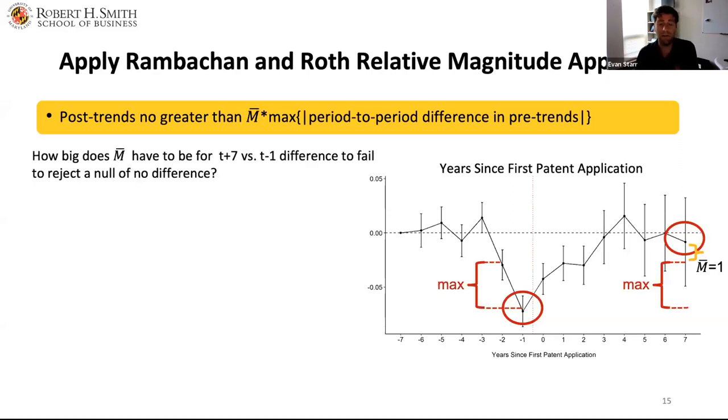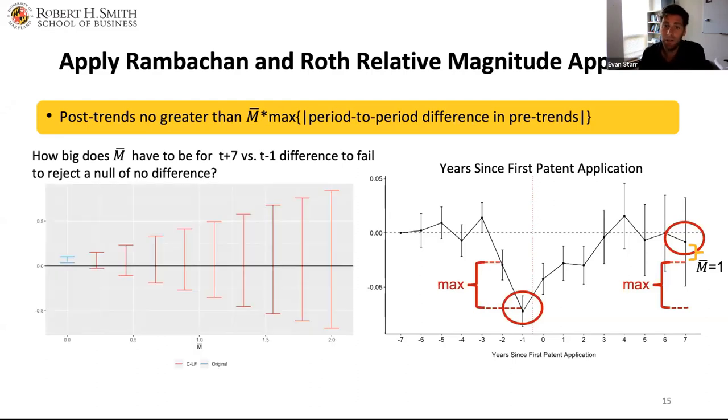Okay, so what Rambachan and Roth do is they say, look, how big does M bar have to be to make you fail to reject a null of no difference? So here is that graph. On the y-axis, this blue one is our initial estimate that assumes perfectly parallel pretrends. You would look at this and say, we've got a positive point estimate, and that confidence interval is above zero. So great, we're good. But it turns out if you just have an M of like 0.25, that would kill us. If there's a difference of just 25% of this max difference that I've shown you, that would kill our inference in this case.